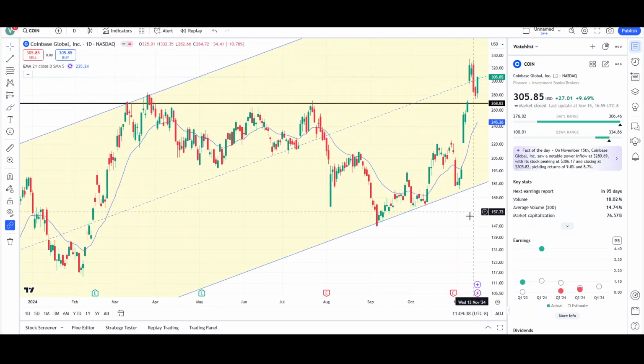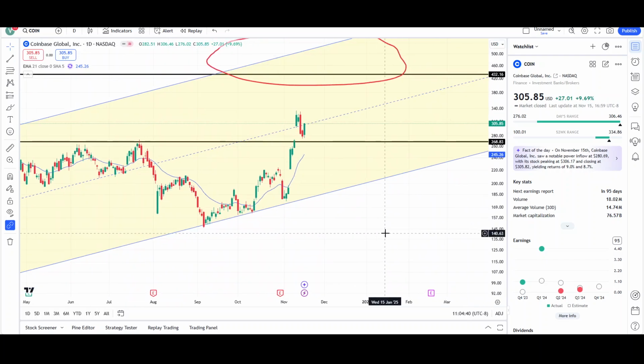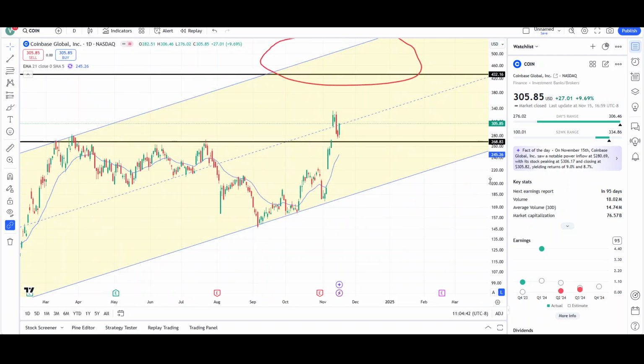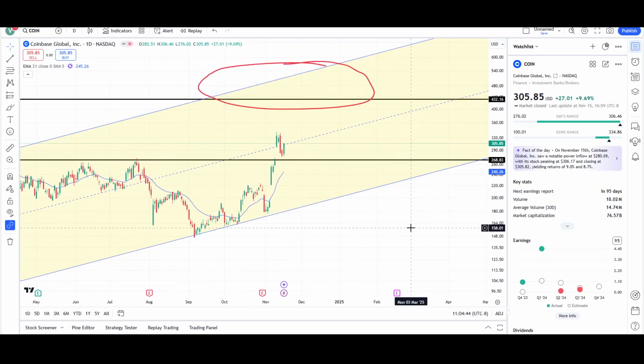So eventually, you'll go into a different pattern, maybe a steeper uptrend, maybe a shallower uptrend, maybe even a bear market. Who knows, right? But overall, the market structure is bullish, and short-term price action is bullish as well.